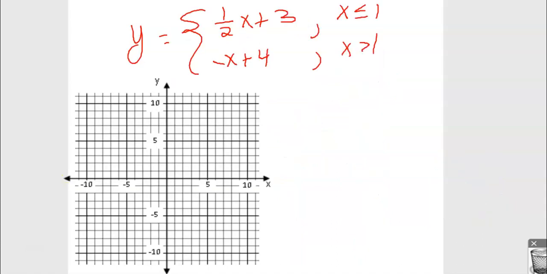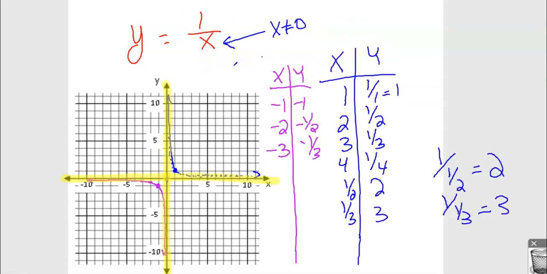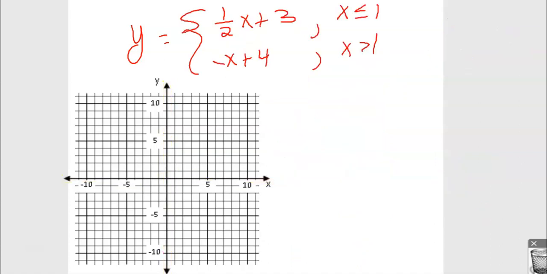And by the way, that's going to help you because later on we're going to add things to this. Like later on, I'm going to ask you to graph like 1 over x plus 2 minus 3, and you should know what this number does and what this number does to the graph. And it's going to actually help you graph really quick without a calculator.